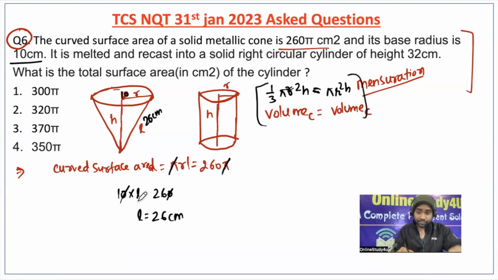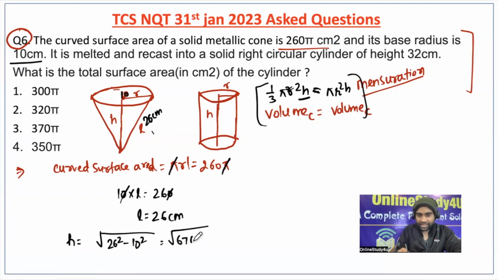Because the same cone we are recasting into a cylinder, please try to understand. L we got, but for volume we need H. So how will we get H? We will be using the Pythagoras theorem. H will be equal to the square root of L square, 26 square, minus R square, R is 10 square. So 676 minus 100 will be equal to 576, and the square root of 576 is 24. That means this H is nothing but 24.